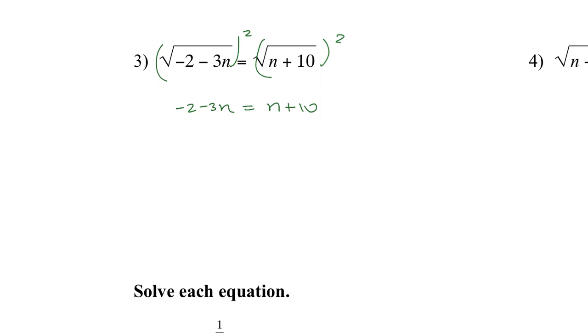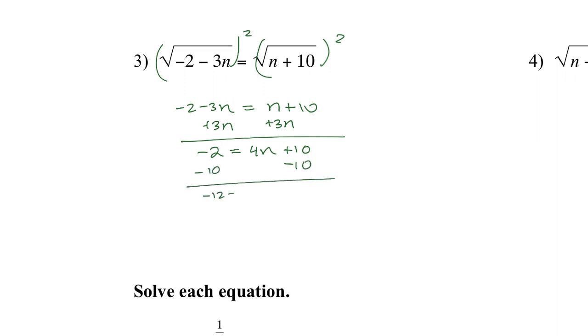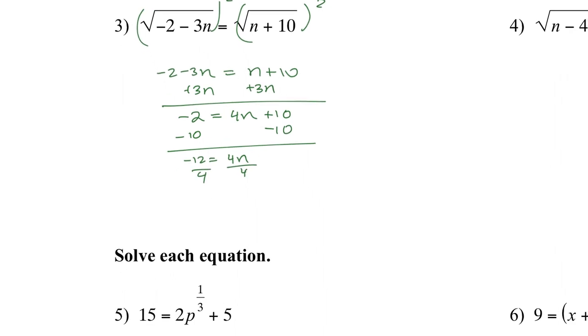So I'm going to combine like terms. I'm going to add 3n on both sides so I can keep the n positive. So negative 2 equals 4n plus 10. Now I'm going to subtract 10 on both sides. So I got negative 12 equals 4n. And then I'm going to divide by 4, giving me that n equals negative 3.